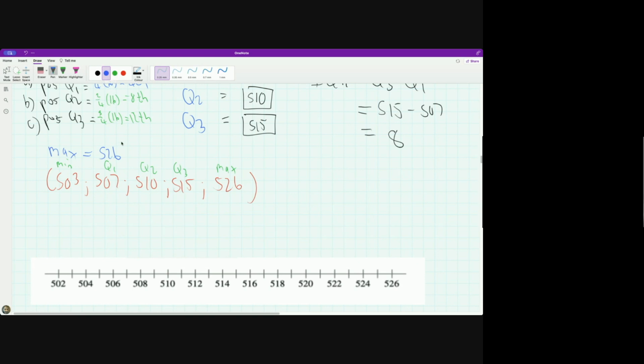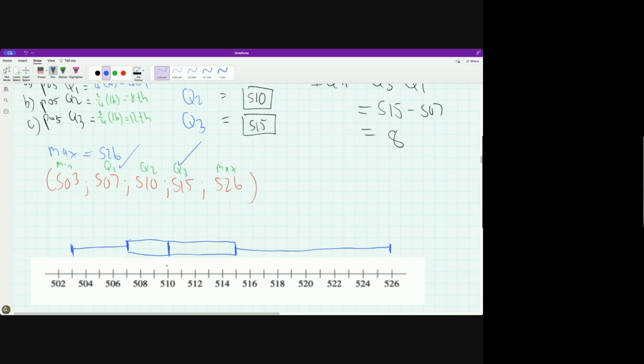So what I like to do is I go to 507, which is Q1 first, and this is where my box starts. So there's going to be one part of the box here, and the box will end at 515. And then I construct my box. So there's the box for the box and whisker. Inside the box is a median, and so that would be there. And then on this side, it goes all the way up to 526, because that's the max value. And then on this side, it goes all the way down to 503.